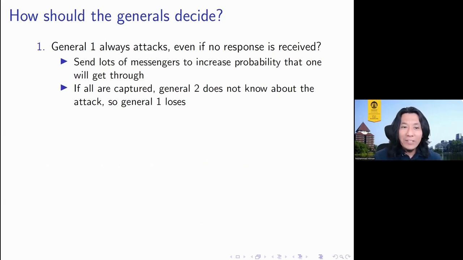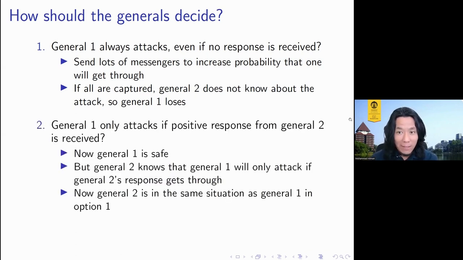Let's assume General One always attacks, even if no response is received. In this scenario, General One will probably send lots of messages. Let's not send just one message, because it will probably be intercepted and killed in the middle of the tunnel. Let's say we send 5 or 10 messages at the same time. If all are captured, it is still a problem, right? General Two doesn't know about the attack. This scenario is not expected. We don't want to be so positive and always attack even if no response is received, right? This is not the scenario that we expect.